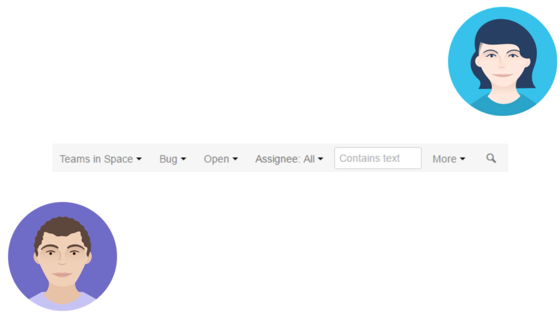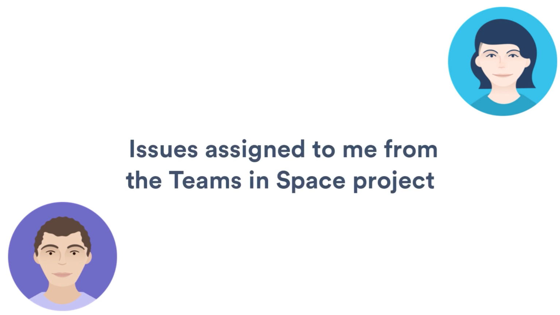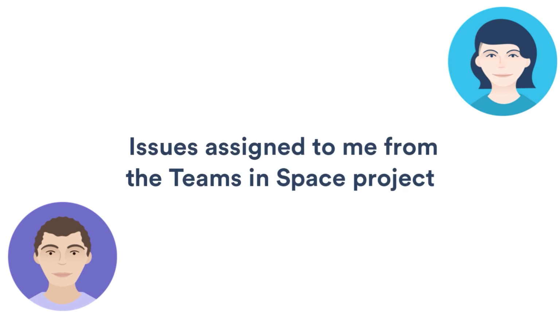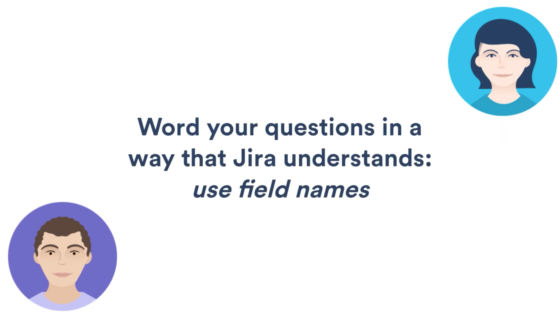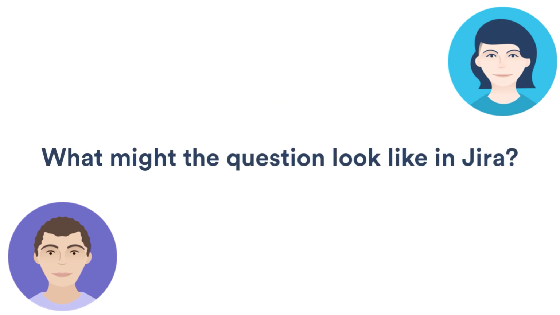Okay, well, you know how this works. First, describe what you really want. What I do want is to see issues assigned to me from the Teams in Space project. That's good, but remember to word your question in a way that Jira understands by using Jira field names. What might your question look like if you spoke more like Jira?